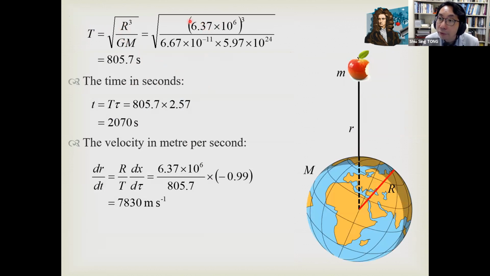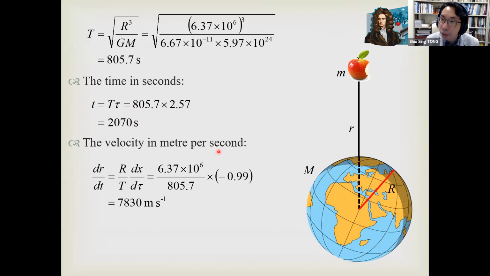Now let's calculate the time scale. I know the radius of the Earth, I know the gravitational constant, and I know the mass of the Earth. So I can know the time scale T. The time scale T is 805.7 seconds. So after I read out the dimensionless time, I multiply it with the time scale, and I get the true time. I convert the dimensionless time back to the more convenient unit we use, and that is the second. Okay, I simply multiply big T with tau, and I get the real time.